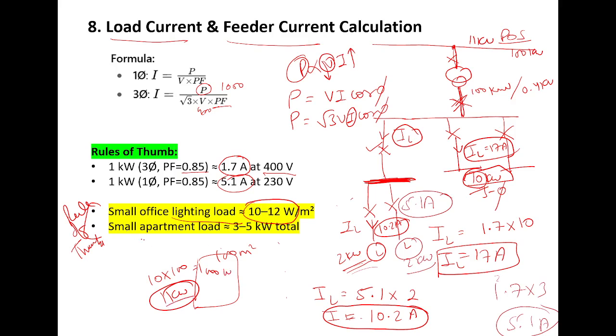Similarly, for a small apartment like a 2 BHK, you can take 3 to 5 kilowatt of load. But it is only a rule of thumb when you do not have complete information about the building. For telling on fingertips, you can use these values. Otherwise, for complete calculation you will have to go with the proper procedure. So this is how to calculate the load current or feeder current.